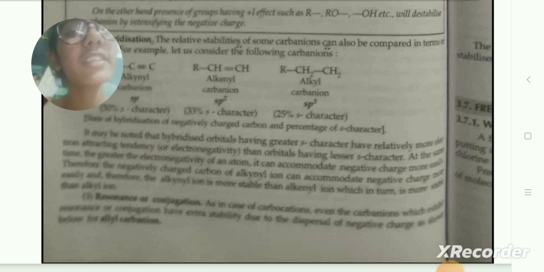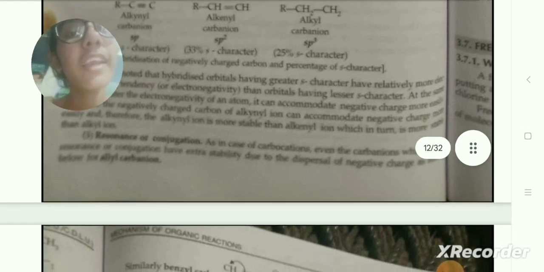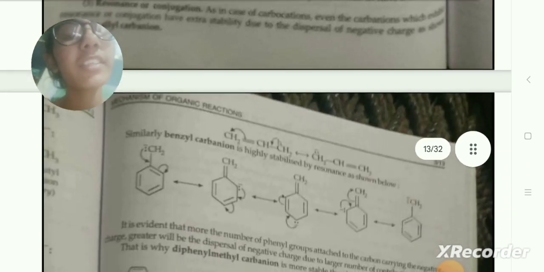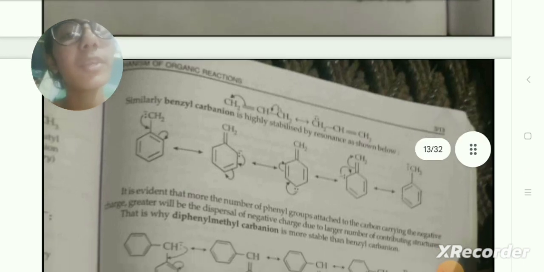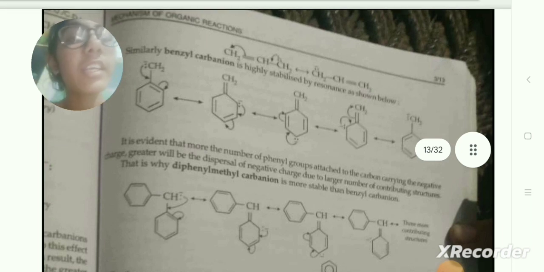Third, stability in terms of resonance and conjugation. In the case of the allyl carbanion, which is stabilized by conjugation, the stability is due to dissipating the negative charge as shown. Similarly, the benzyl carbanion is highly stabilized by resonance as shown below. It is evident that the more phenyl groups attached to the carbon carrying the negative charge, the greater will be the dispersal of negative charge due to the large number of contributing structures. This is why diphenylmethyl carbanion is more stable than the benzyl carbanion. For the same reason, triphenylmethyl carbanion is one of the most stable carbanions.